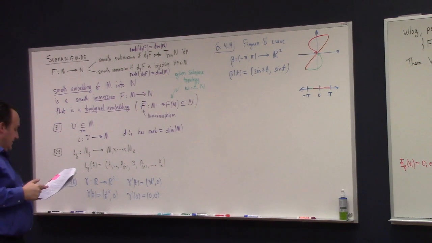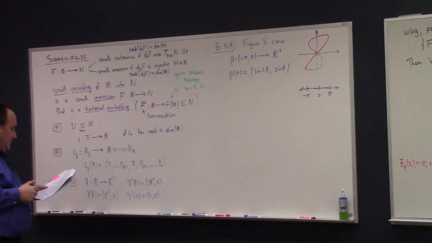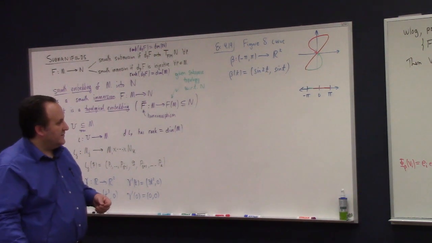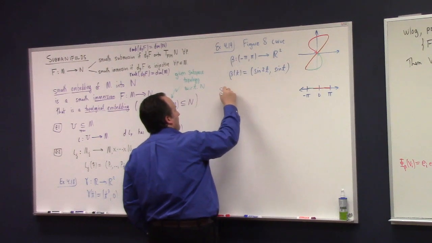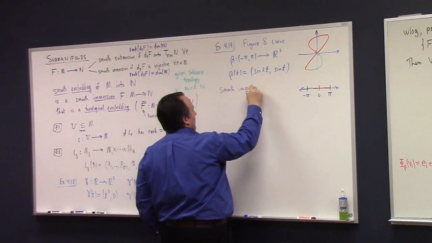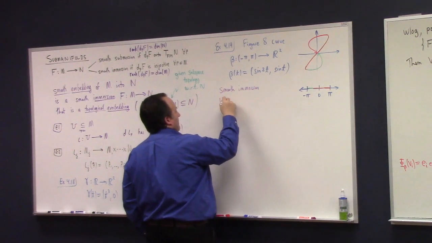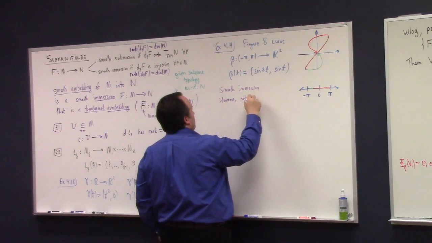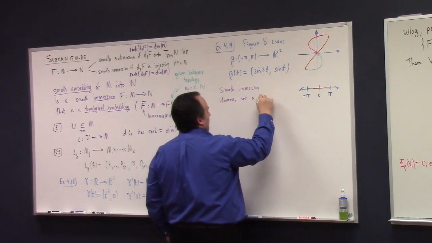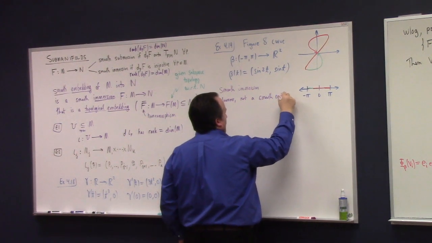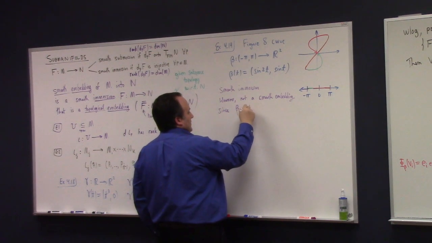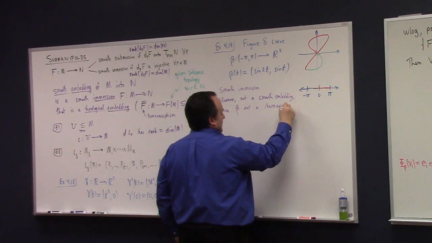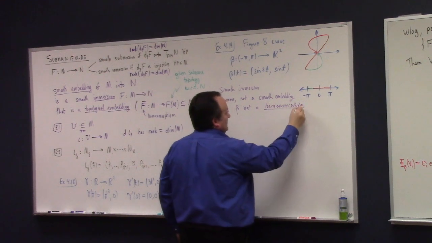Now, it's a smooth immersion because beta prime of t never vanishes, but it's not a topological embedding. Why is it not a topological embedding? This is actually interesting. It's a smooth immersion, however not a smooth embedding, since beta is not a homeomorphism onto the subspace topology.